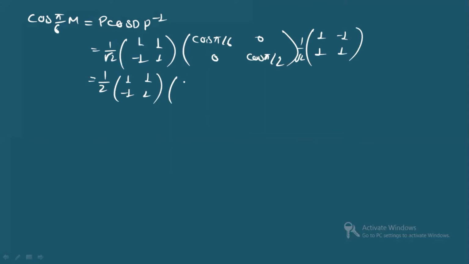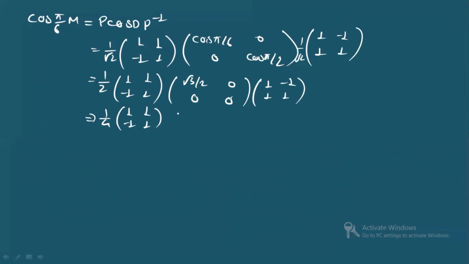Cos pi by 6, its value is root 3 by 2, 0, 0. Cos pi by 2 is 0. And here you will get 1 minus 1, 1, 1. All right. So finally, if you see here, if I take 1 by 2 common from here, so it's 1 by 4. So 1 minus 1, 1, 1. This will be root 3, 0, 0, 0. And it's 1, 1 minus 1, 1.